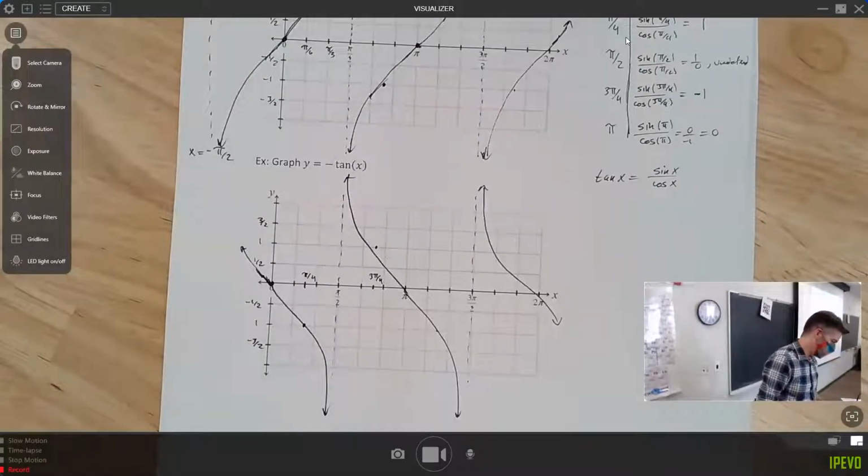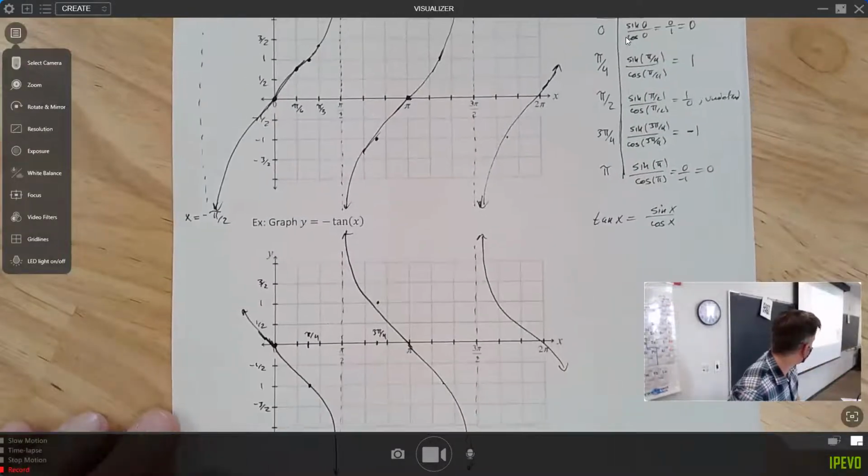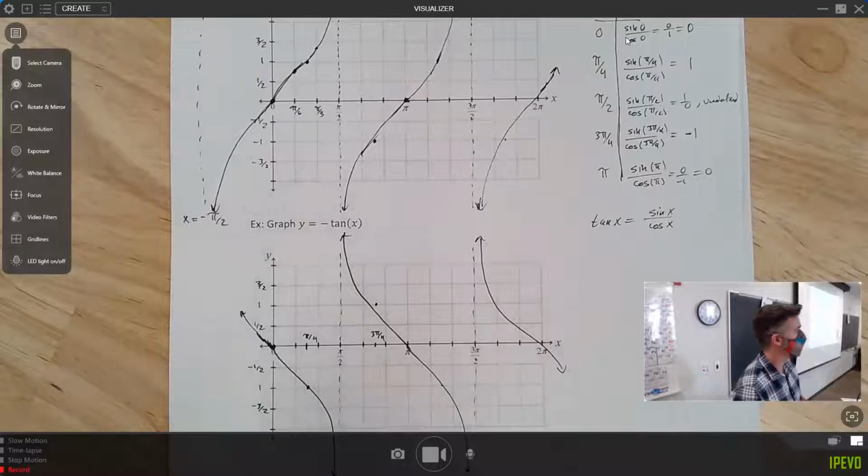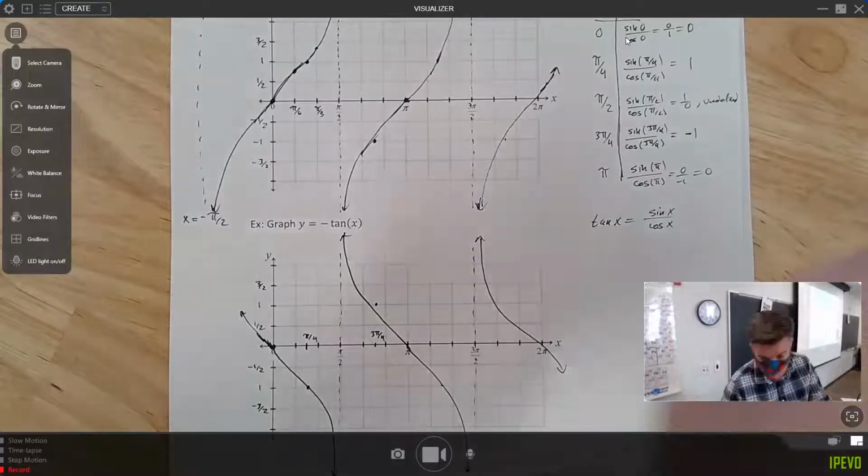So that's tangent. That's negative tangent. You should be somewhat familiar with its graph. I wouldn't say too much about it really. The only thing we really like to do with tangent is shift it left or right or change the period length. We'll talk a little bit more about that on Wednesday.